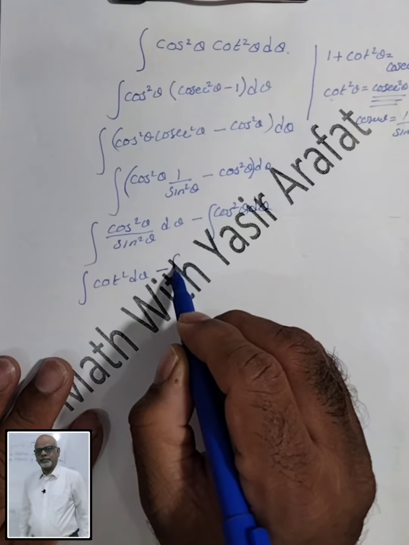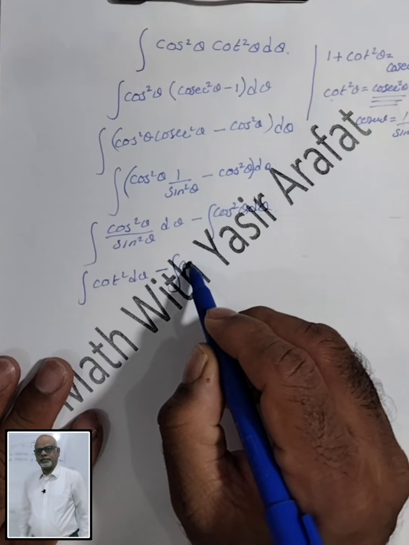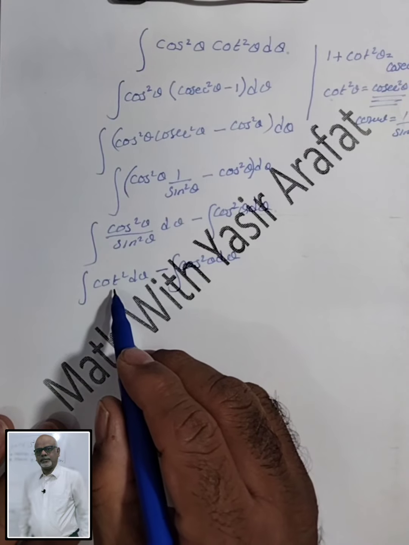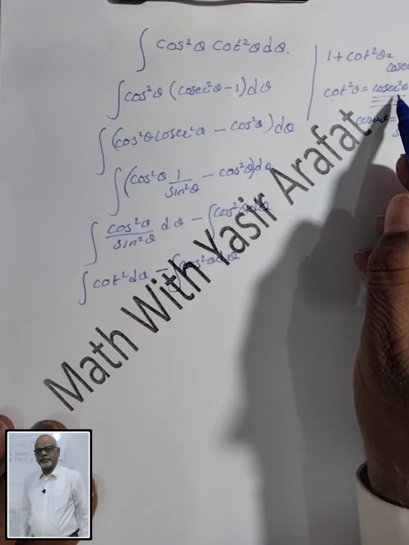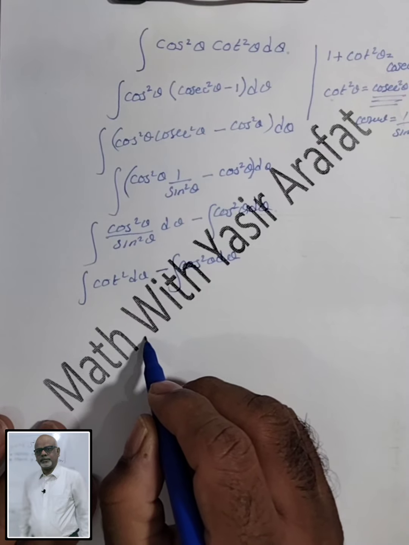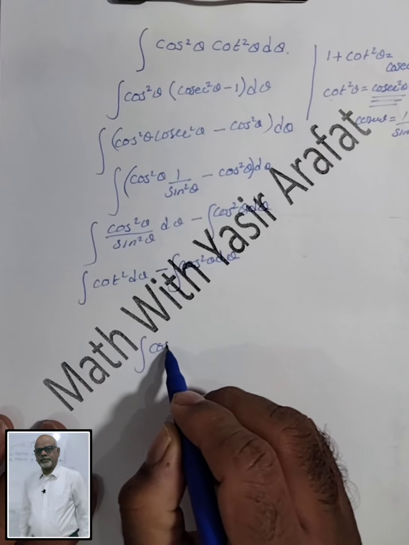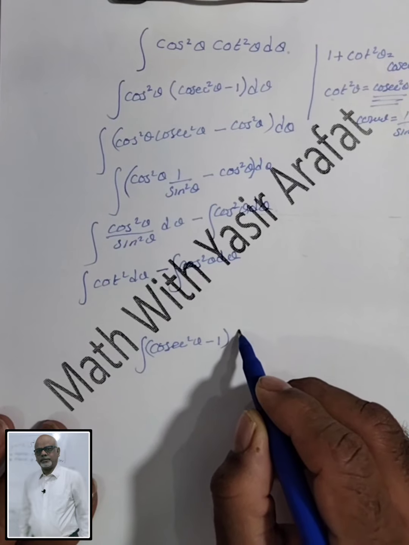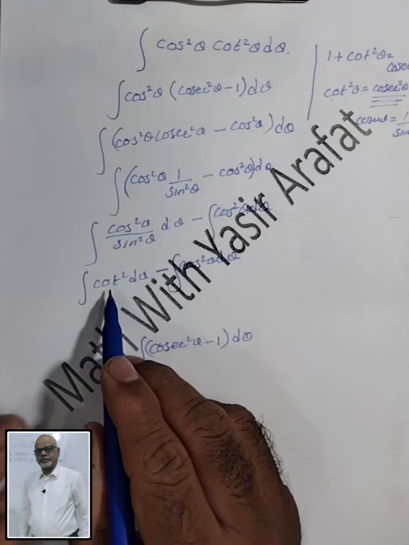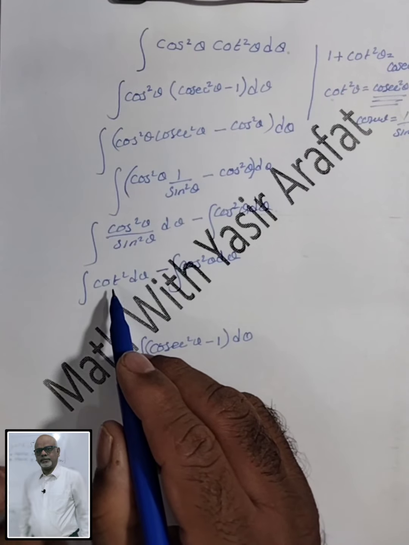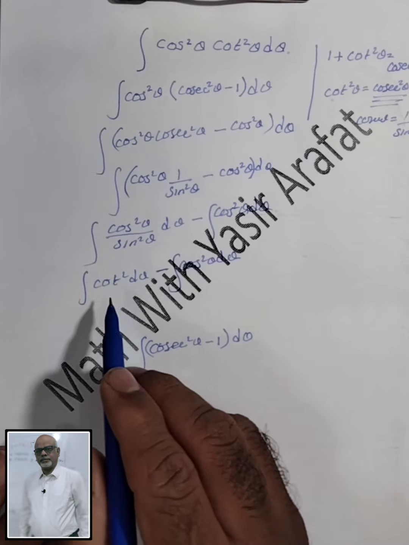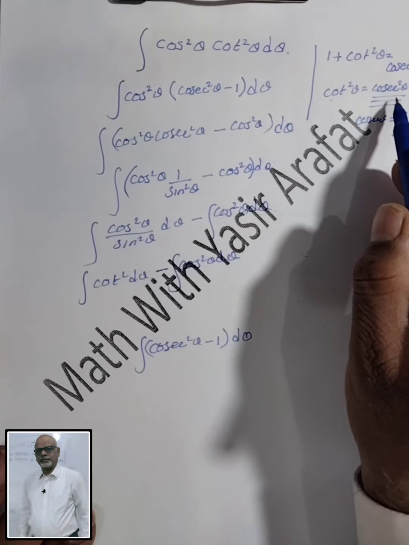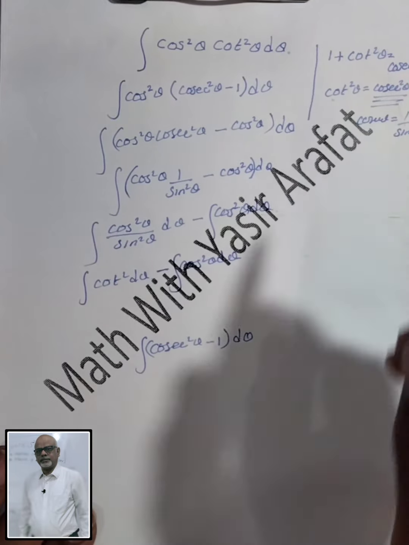And this is cos square theta. Now here cot square theta, again we have the formula: cot square theta equals cosec square theta minus 1. Why do we have to change cot square theta? Because we don't have any direct formula to find the integration of cot square theta. That is why we convert cot square theta to cosec square theta minus 1, because we have the formula of integration of cosec square theta.